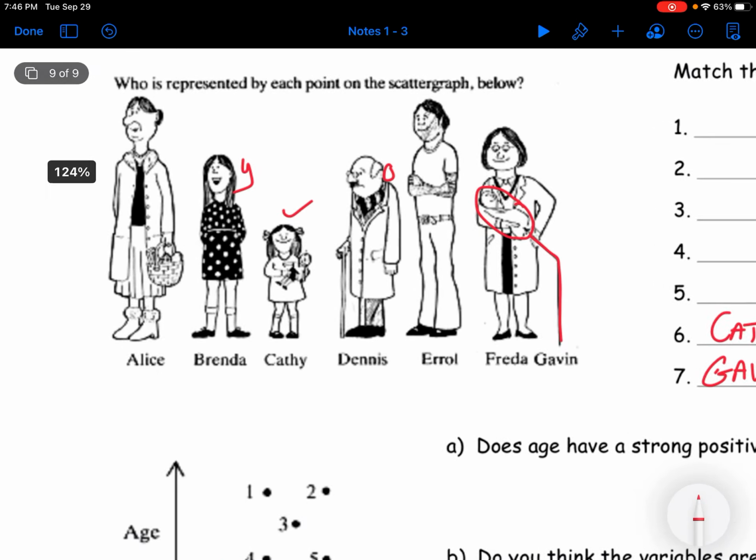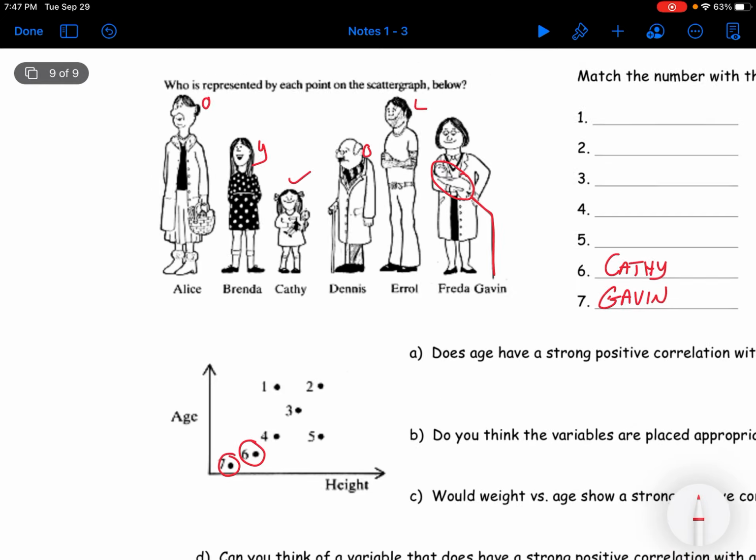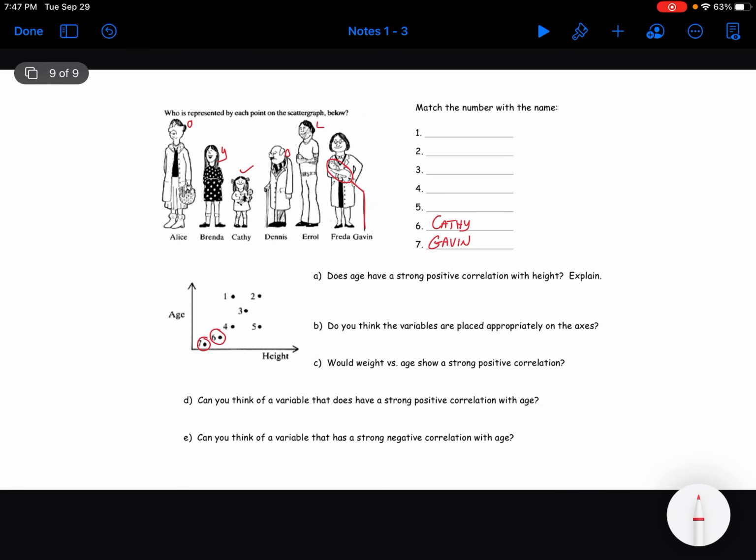Same thing over here. I know it would be pretty hard to tell. You could argue either way. I'm going to say that Alice is older than Earl. And then it doesn't actually matter about Frida. Frida's nice and easy to see because she's the only one with a different height. So she's number 3. So there's Frida.